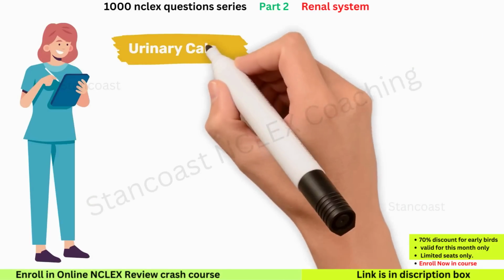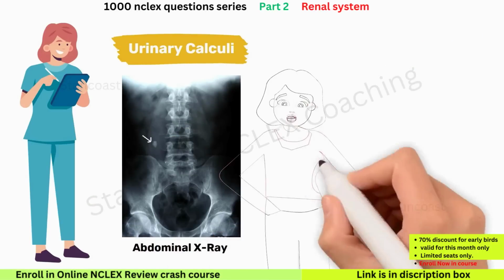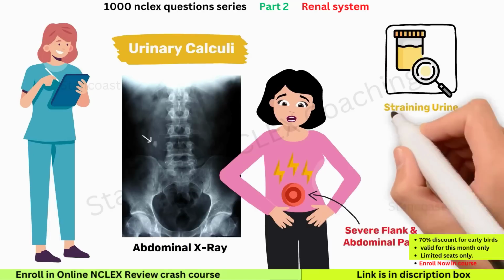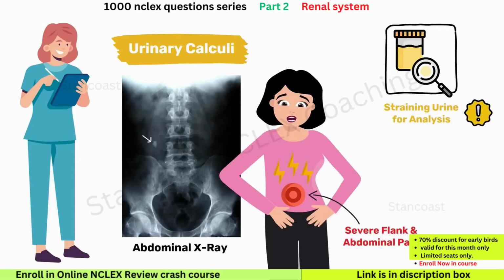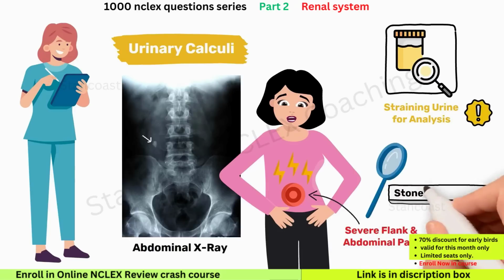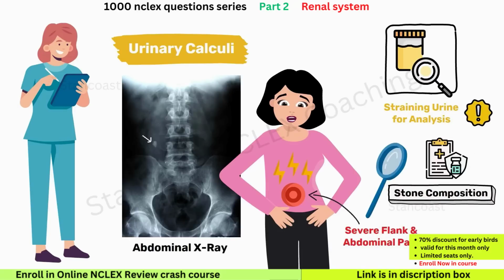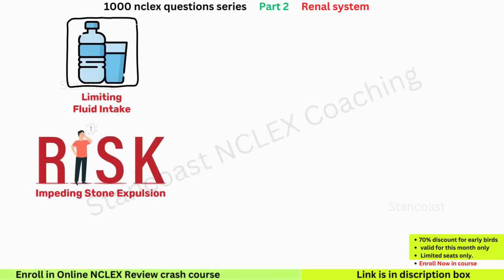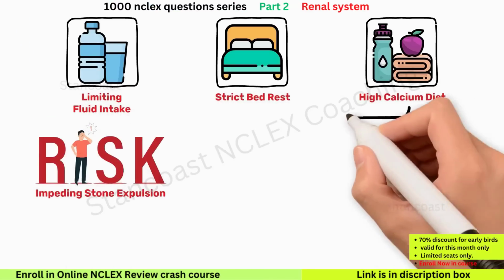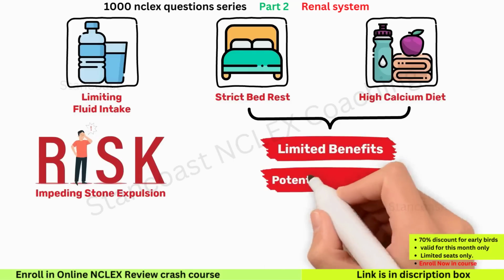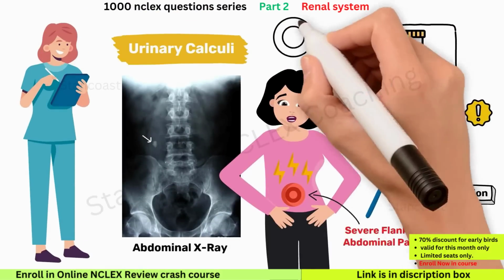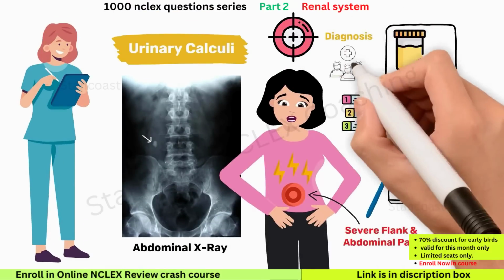Confirming urinary calculi through an abdominal X-ray is crucial in cases of severe flank and abdominal pain. Subsequently, straining urine for analysis is essential. This process helps determine stone composition, guiding treatment effectively. Limiting fluid intake risks impeding stone expulsion, while strict bed rest and a high calcium diet offer limited benefits and potential drawbacks. Therefore, prioritizing urine straining ensures precise diagnosis and optimal patient care.